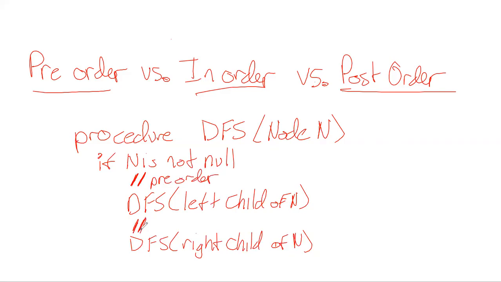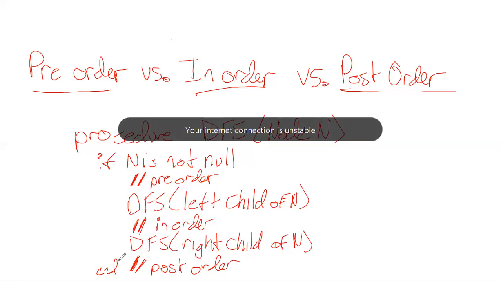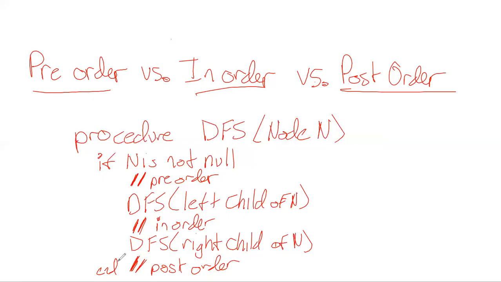If you were going to do the computation on this node in between going down the left path and the right path, it's in-order. And if you were to visit a node or print it out, for example, after performing these recursive calls, it would be called post-order. And so that is the difference between pre-order, in-order, and post-order.